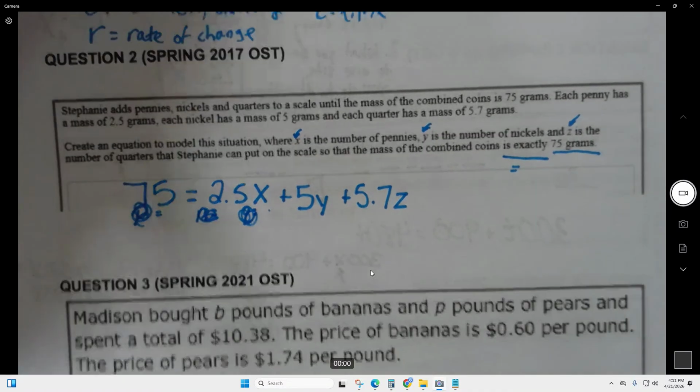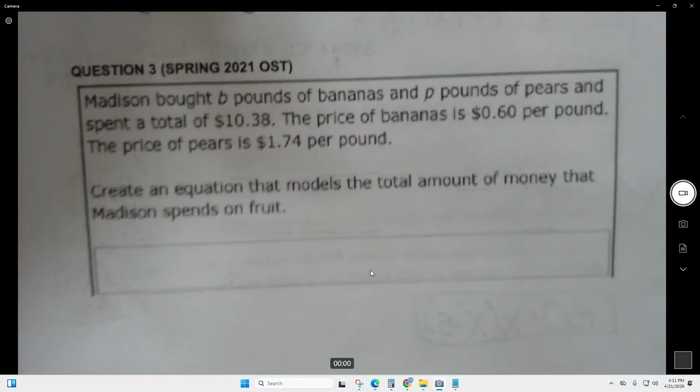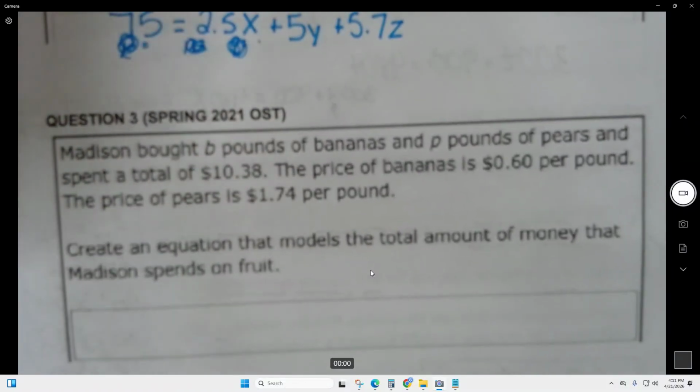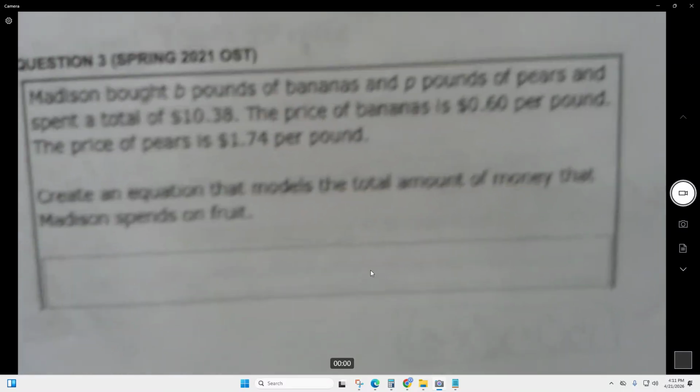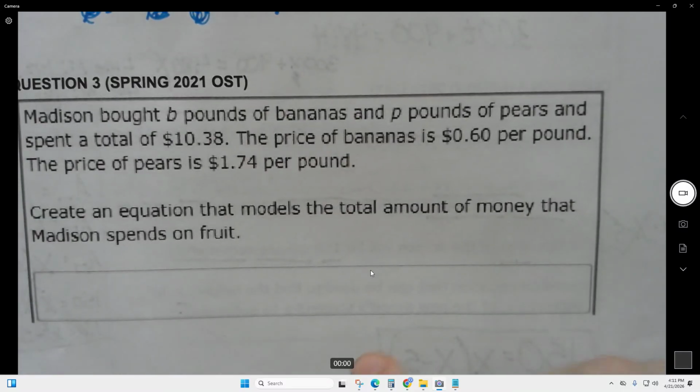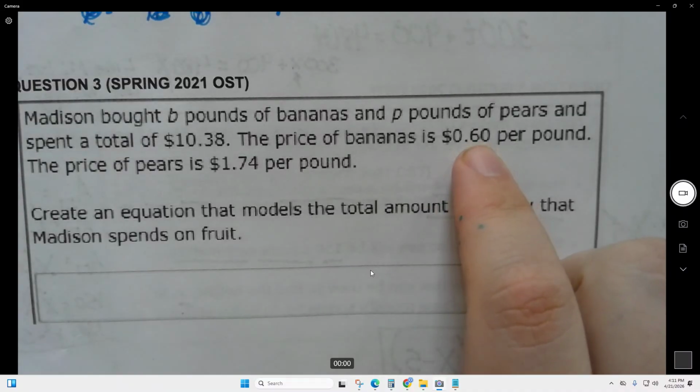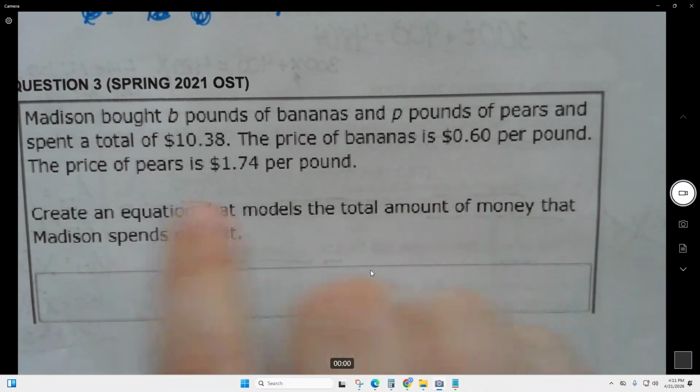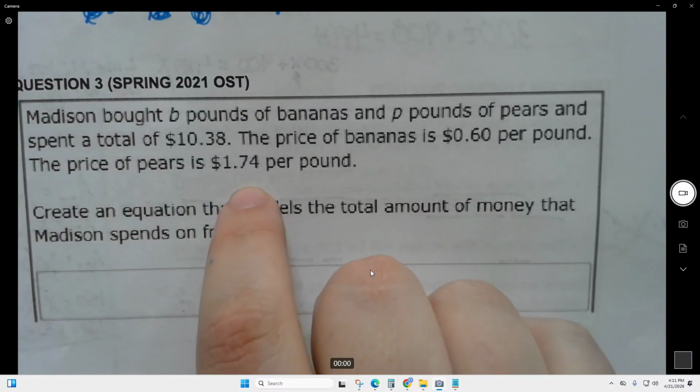All right, question 3. Madison bought B pounds of bananas and P pounds of pears and spends a total of $10.38. The price of bananas is 60 cents per pound. The price of pears is $1.74 per pound.